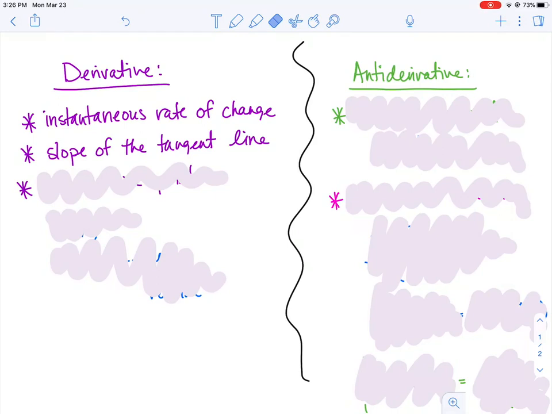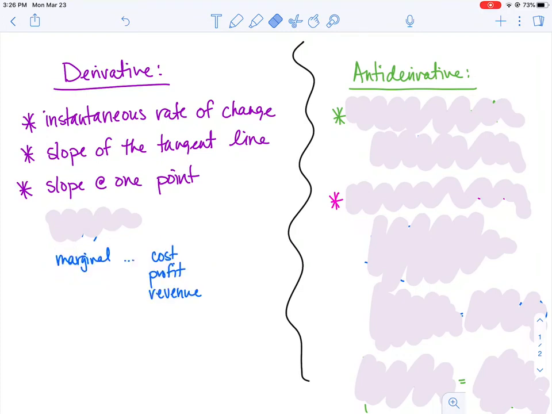We also know that finding the derivative is the same thing as finding the slope of a tangent line. We know that finding the derivative is the same thing as the slope of a graph at one specific point. We've talked about finding the marginal cost or marginal profit or marginal revenue. All of those just mean a rate of change or a derivative.